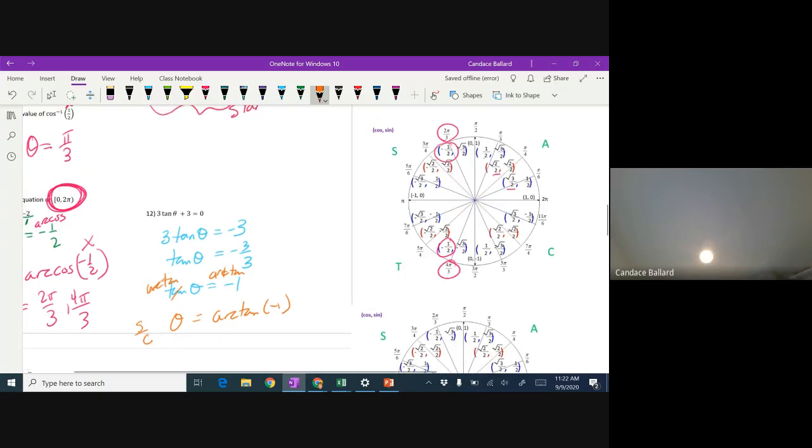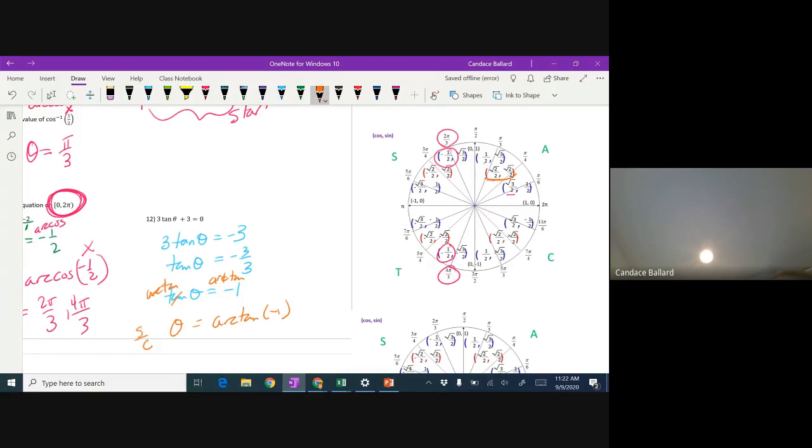So I'm going to do that. Same number, same sign. Can't use that one. I'm going to keep going. Same number, opposite sign, so I'm going to get to use 3 pi over 4. I'm going to keep going. Same number, same sign. Don't get to use that one. Same number, opposite sign, so I get to use 7 pi over 4. Okay?